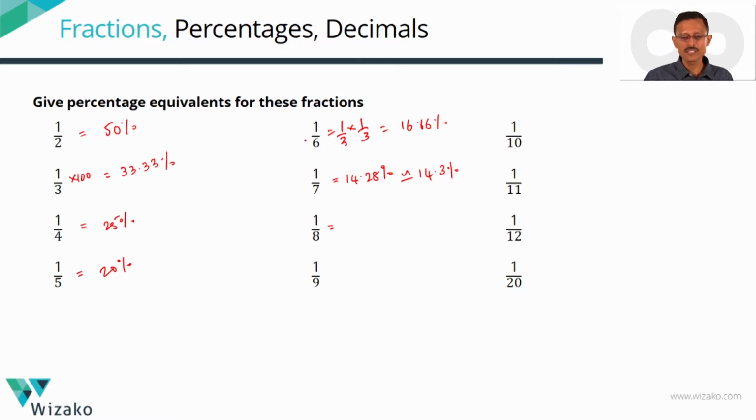1 by 8, pretty much similar to what we did with 1 by 6. This is half of 1 by 4. 1 by 4 is at 25%. So half of that, half of 25, which is 12.5%.